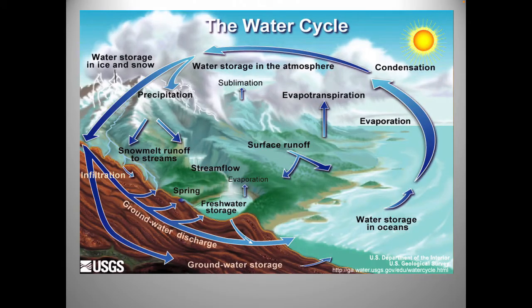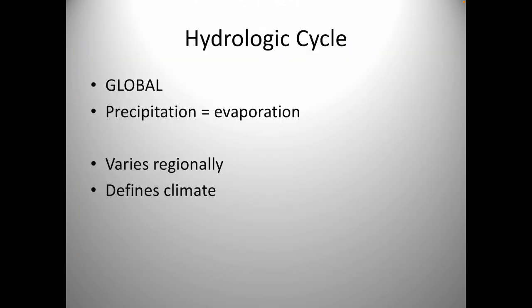You don't need to memorize this, but what I want you to notice is this is a closed system. There is no water being added to this. There is no water being subtracted from this. So if we ruin the 1% of water that we have, we cannot easily make more water. This water cycle, the hydrologic cycle, is global. Precipitation equals evaporation all over the world. Now, it might not in your region where you specifically live, but it does throughout the entire world.